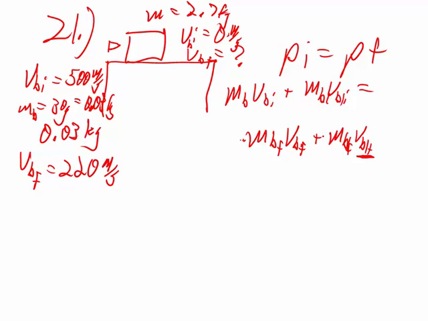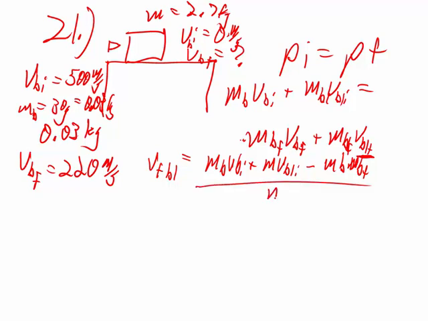So then we would say the final velocity of the block, BL, is equal to M_BL V_BL initial plus M_B V_B initial minus M_B V_B final, divided by the mass of the block, right? Is that right? Did I do my math right?